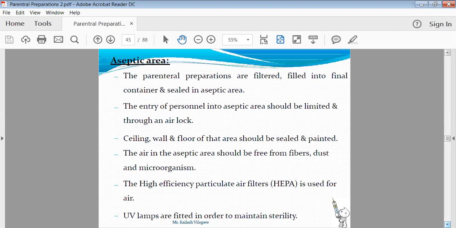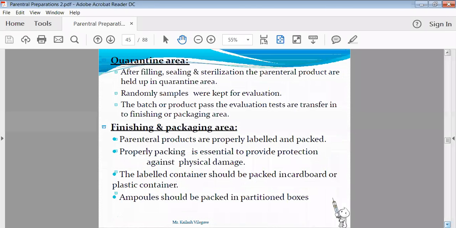So this is the requirement of the aseptic room, and in this room we carry out the mixing and preparation of the product. Then the quarantine area. What is meant by quarantine area? Nowadays the word quarantine is very famous. Quarantine means the place where we keep the finished product. That is called the quarantine area, where no one can disturb the products.